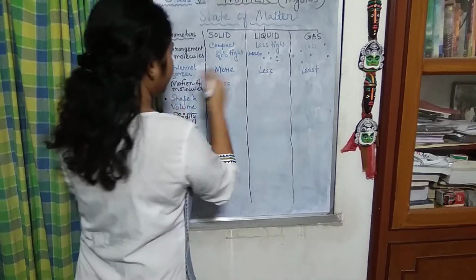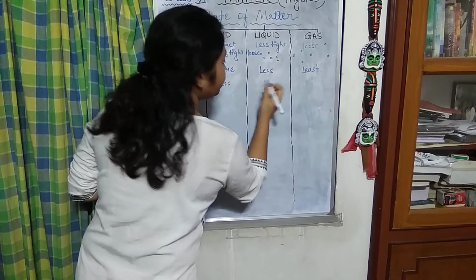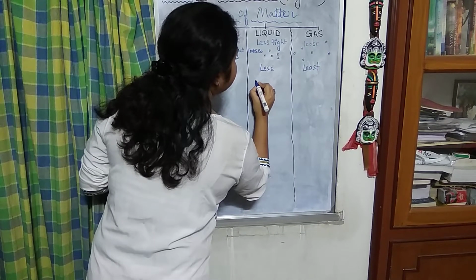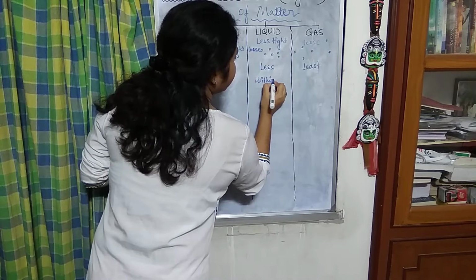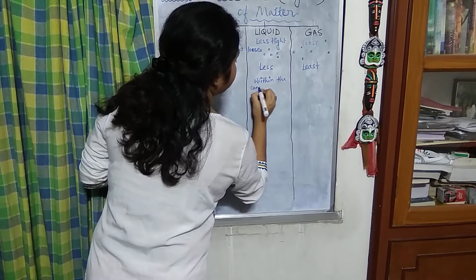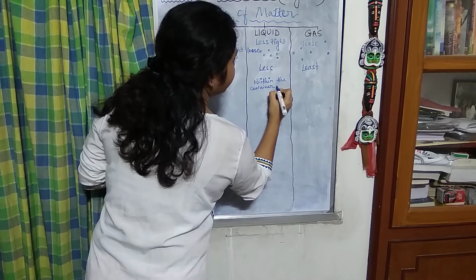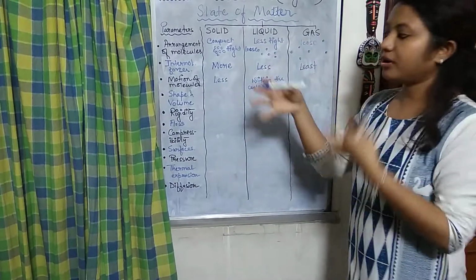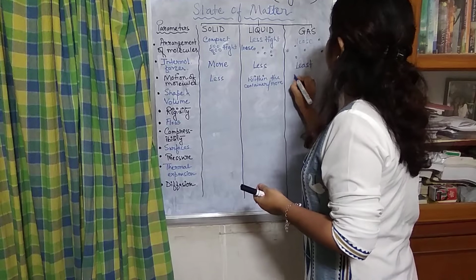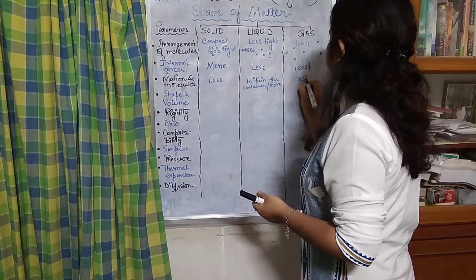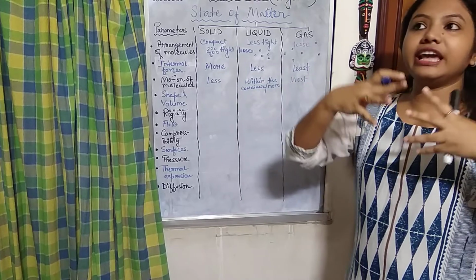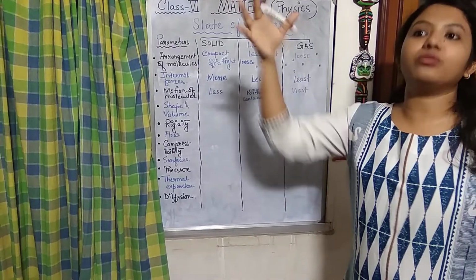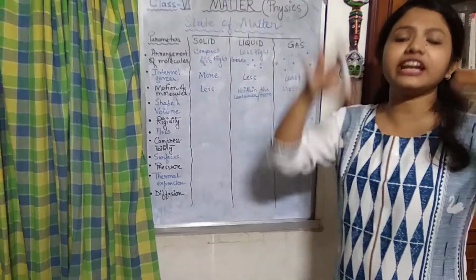In the case of a liquid, the motion of the molecules will be pretty free and more than in a solid, within the container. And in the case of a gas, the motion of the molecules is the maximum. They get a lot of space to vibrate. They can vibrate freely and diffuse, and they take up the whole of the space.